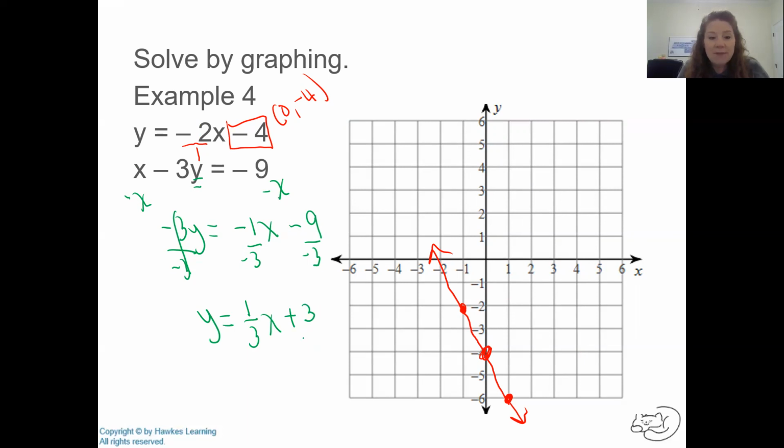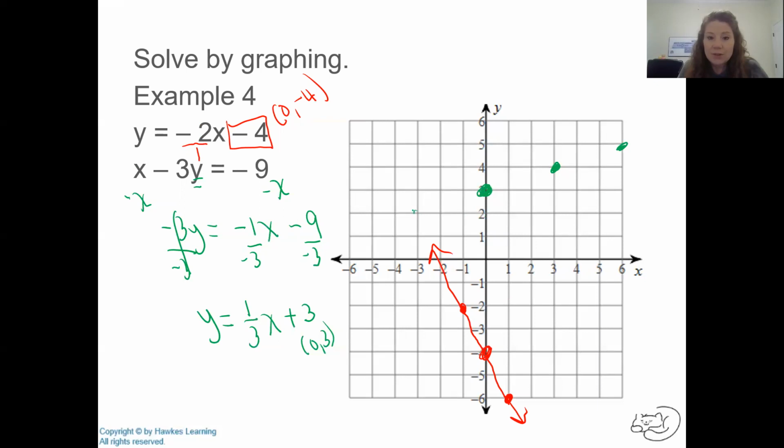Okay, so I'm going to graph starting with my y-intercept, (0, 3). So 1, 2, oh, it's positive, I'm sorry. 1, 2, 3 right here. And then my slope is positive, so I'm going to go up 1, right 3. 1, 2, 3. Up 1, right 1, 2, 3. Now, obviously, they're not going to intersect up here, so I have to do the opposite. I'm going to go down 1, left 3.